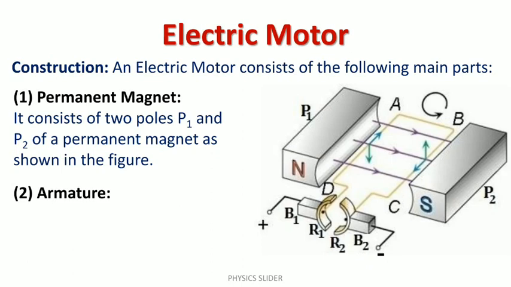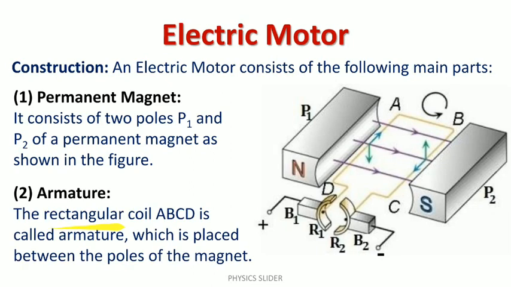The next part is the armature. Watch here. You can see here the coil ABCD. This coil is called the armature. So the rectangular coil ABCD is called the armature, which is placed between the poles of the magnet.